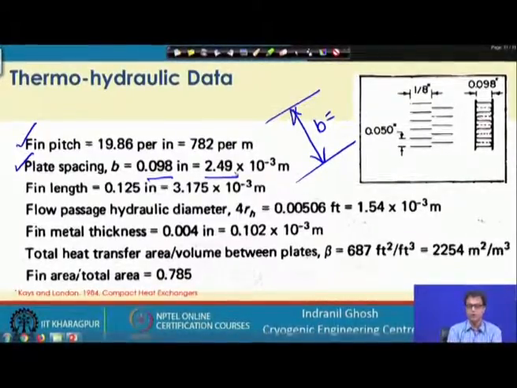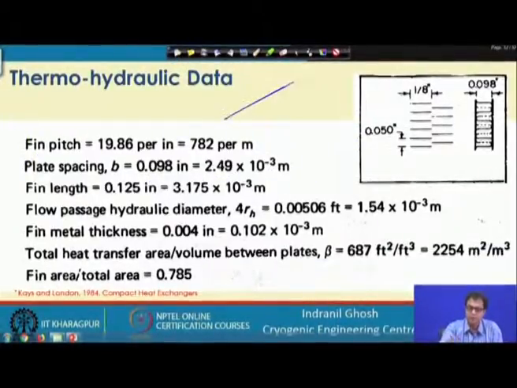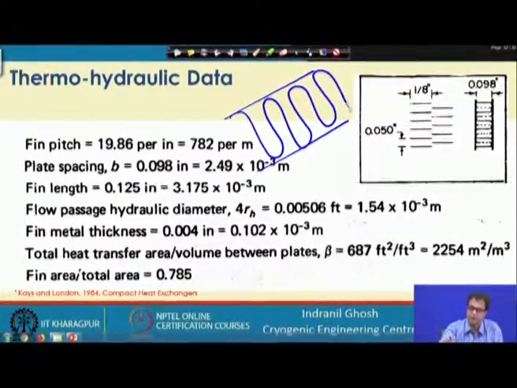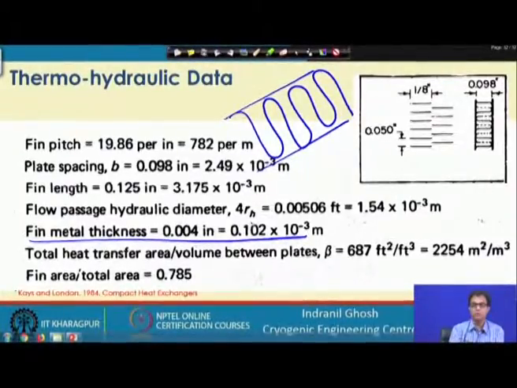So, as soon as we have talked about this fin, we know this is the fin height, this is the fin spacing, and the fin thickness is also given. The fin metal thickness is also given, it is 0.102 millimeter, and that is the fin thickness. So, now with this information you know exactly what the free flow area is.